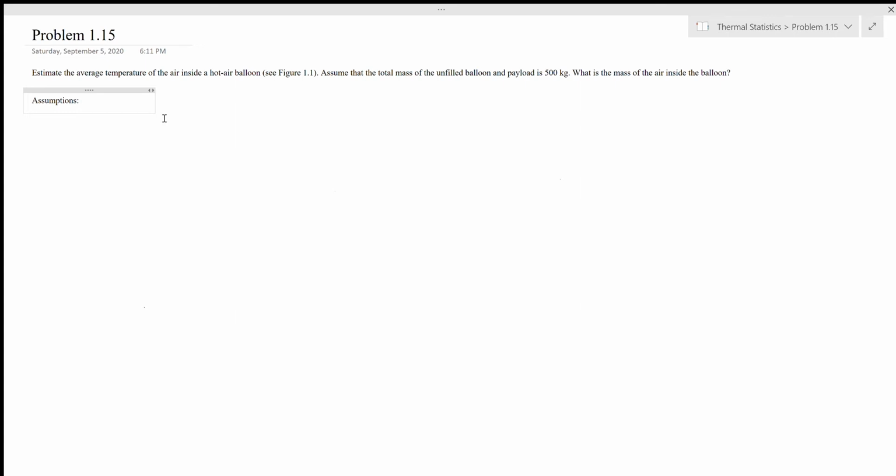Now, the first thing I'm going to do is draw a picture of it so I can get an idea for what's going on. So I'm going to draw me a little hot air balloon. There we go. Now I'm going to start making some assumptions about this hot air balloon. I'm going to assume that the air inside it is an ideal gas. I'm also going to assume that that gas is at standard temperature and pressure. I'm also going to assume that the pressure doesn't change throughout the balloon.